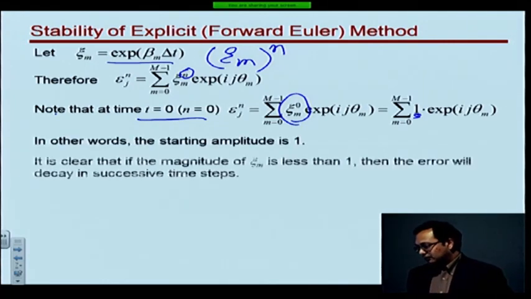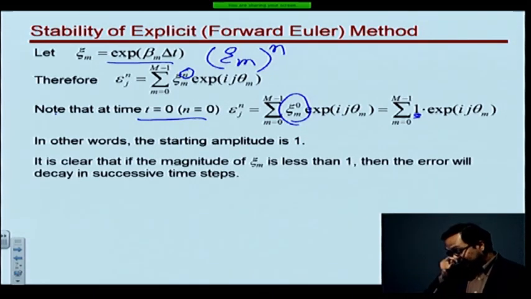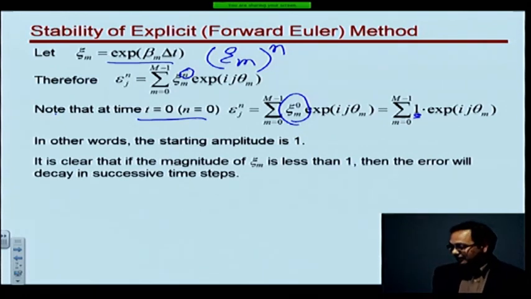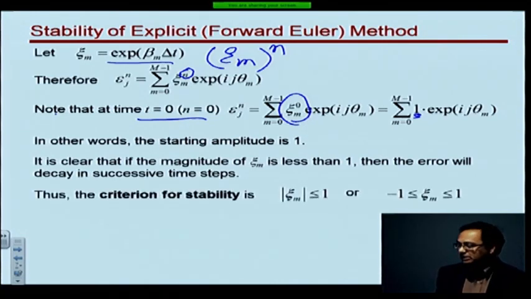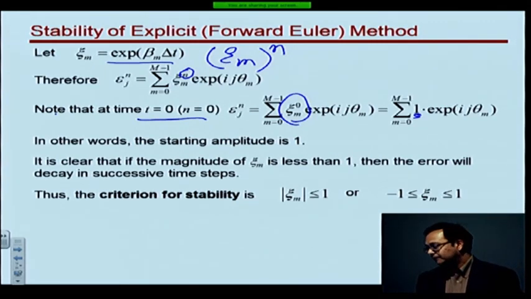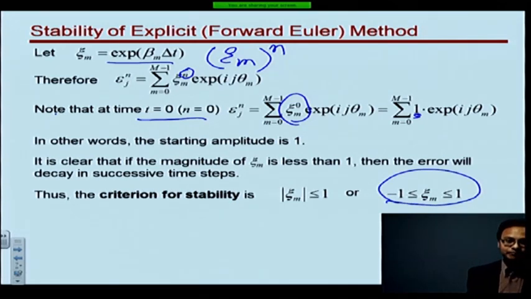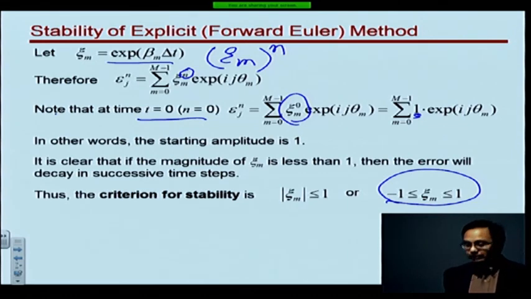So it is clear that if the magnitude of xi m is less than 1 in the future time step, then the error will decay, and if not, then it will grow. So the criterion for stability is that the magnitude of xi m must be less than or equal to 1. That's your criterion for stability for time marching methods.